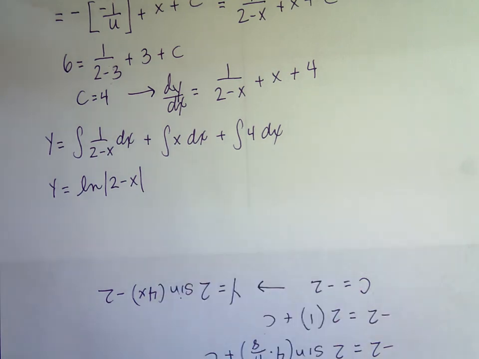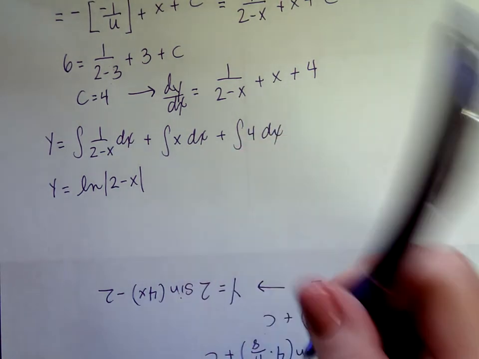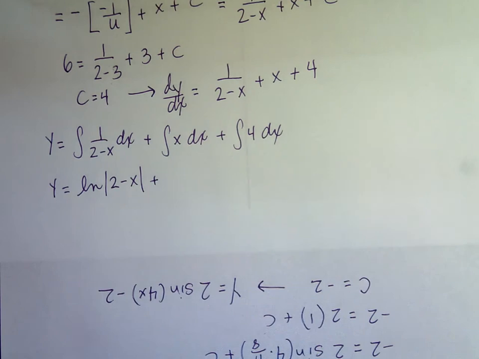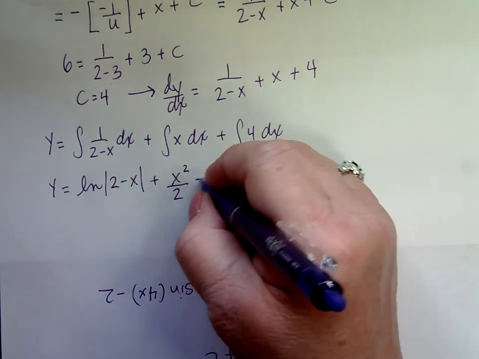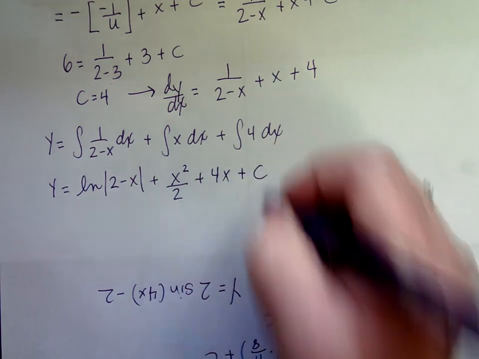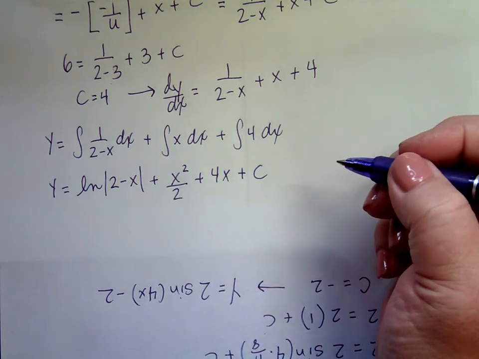So I'm going to think for a second. I'll come back to that in class, but we're going to leave it as 2 minus x because that's kind of what the answer key was talking about. Plus the integral of x is x squared over 2, and the integral of 4 is 4x, and we're going to do a plus c. And so taking it the next step, they gave me information enough to figure out what c is.